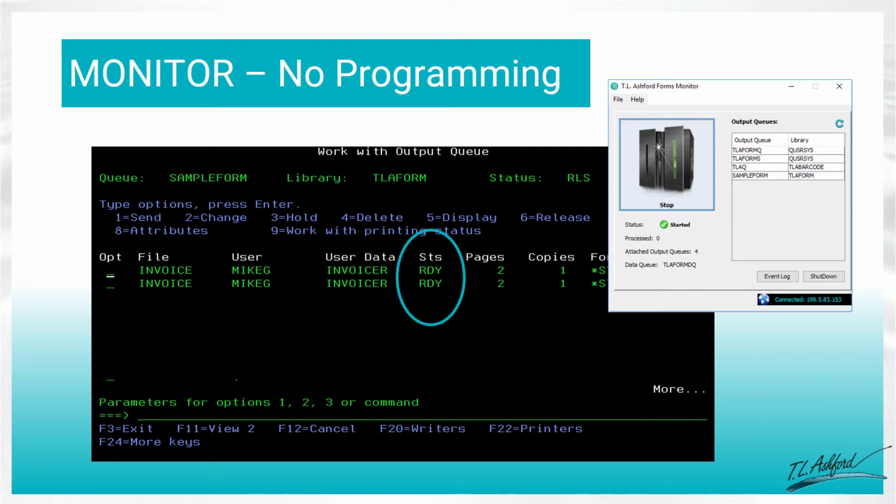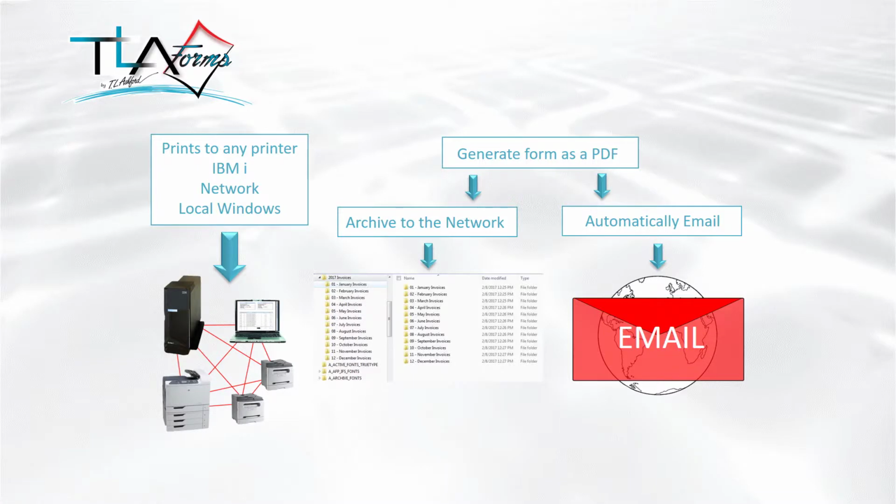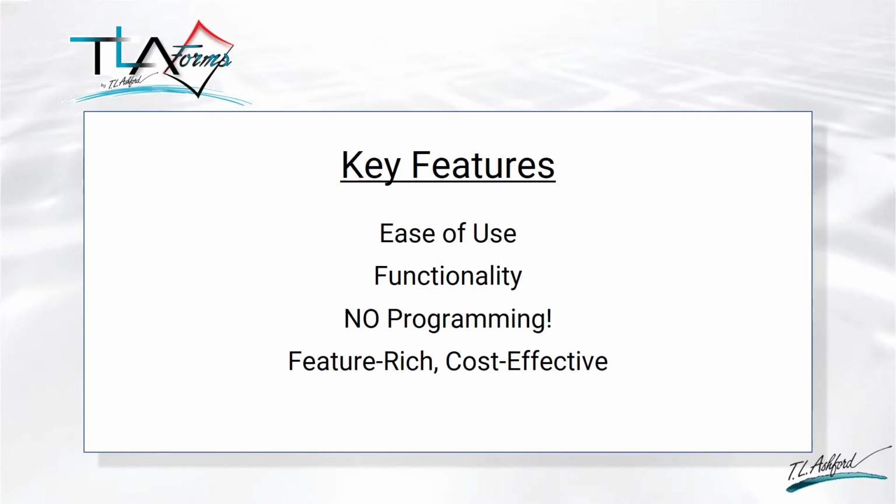There might be times where you want to get a programmer to maybe put different data within the spool file, and that's understandable, but you still have the autonomy to generate your forms without programming by using the monitor and using the form designer. So it makes it a really efficient tool. Again, TLA forms can print your label or your forms rather to any printer on the IBM i, the network, or local Windows. We can archive it as a PDF document to any network location and automatically email that.